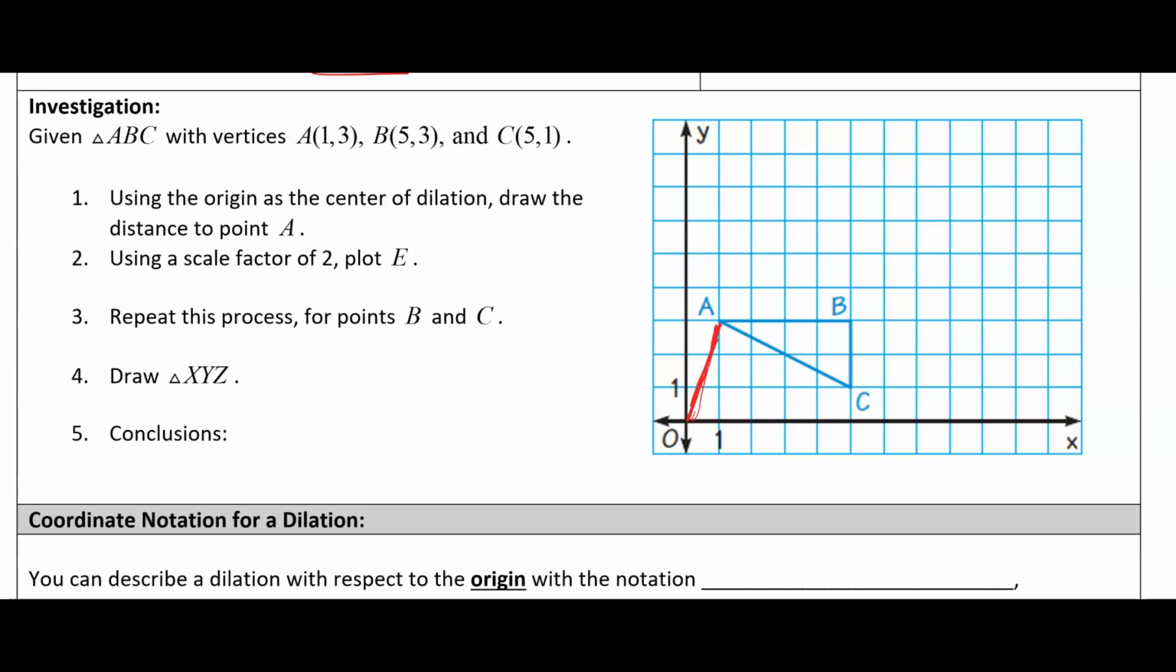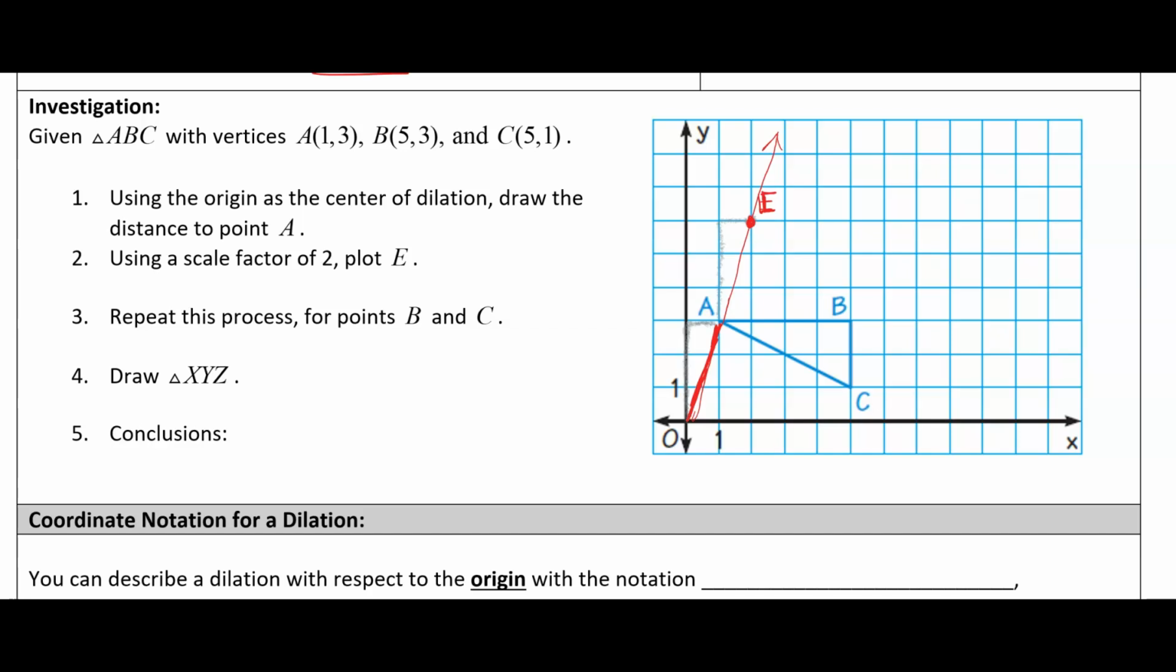Now, it says using a scale factor, plot E. Now, what this is wanting us to do is count up and over. So that is up 3 over 1. It wants us to go up 3 over 1 again. And right there, it wants us to plot what we are going to call plot E. Now, basically what we have done, we have created an array that's extending to create that second distance of E.